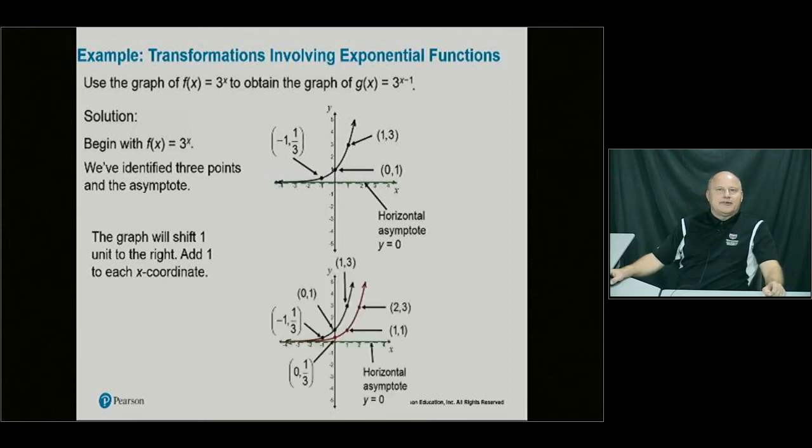And the result is the red graph that you're seeing here. So the black graph is still in this same position. So (1, 3) will change to (2, 3). (0, 1) will change to (1, 1). And (-1, 1/3) will change to (0, 1/3). Okay? And then, so it's the same shape. It's just been shifted to the right. So that is still an exponential function. It's just an exponential function that's been transformed to another new location on the coordinate plane.